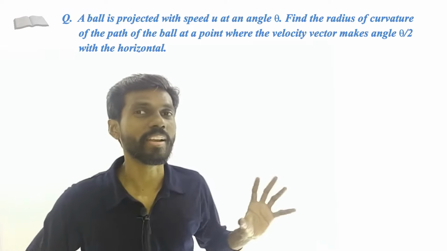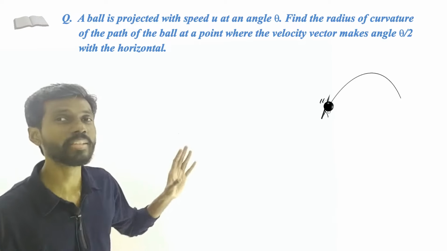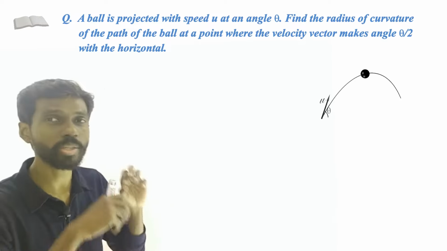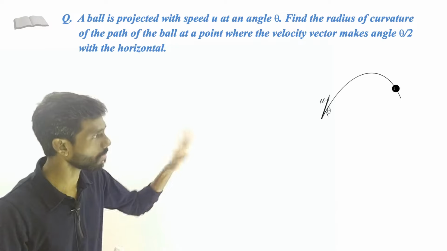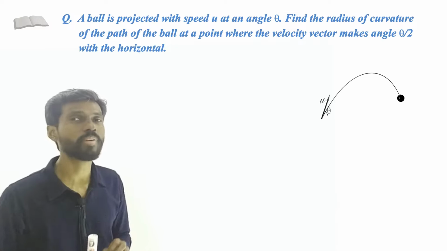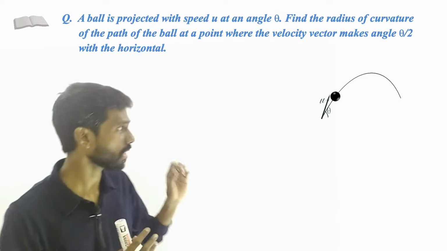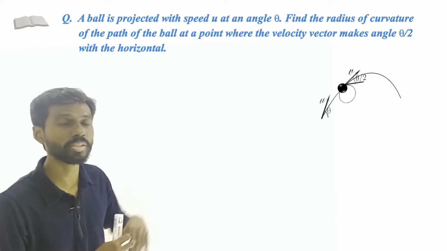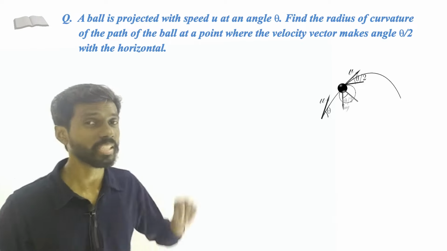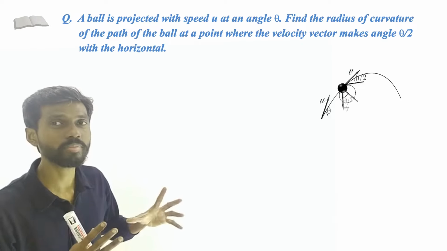Here we have a projectile. A ball is projected at certain angle theta with a horizontal with some speed u, right? Initial speed is u with some angle theta, right? Now we have to find the radius of curvature when the velocity makes angle theta by 2 with the horizontal. What is radius of curvature? See, this is not a circle. So there is no radius, right?